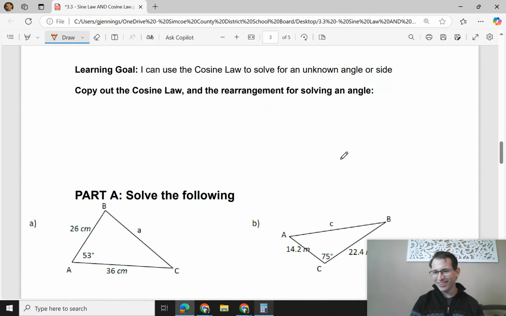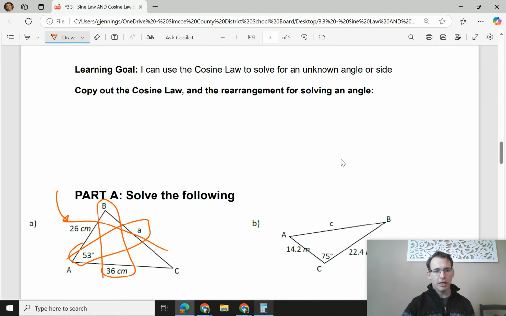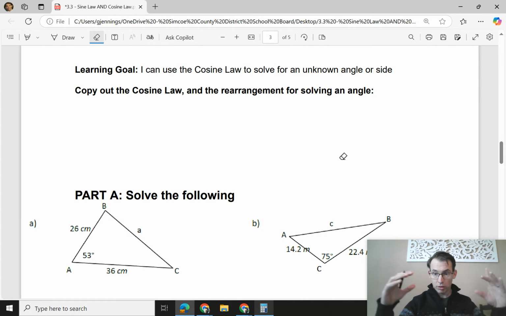Cosine law, on the other hand, is a little different. Let's first write down our formula. And notice here, in this one, we don't have this pair anywhere. There's an unknown in each one of those pairs. I don't know this angle, and I don't know that angle. So I can't use sine law because I don't know one of these whole ratios. But what I can use is this formula.